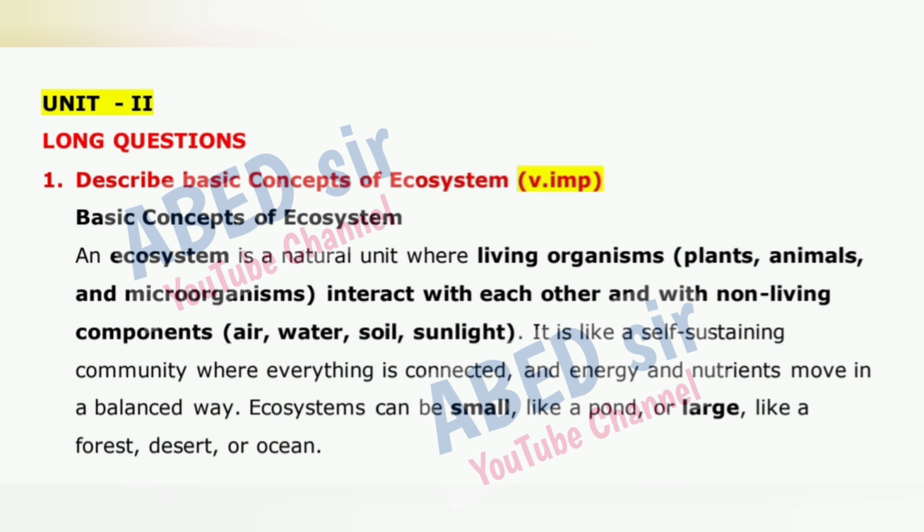Basic concepts of ecosystem. An ecosystem is a natural unit where living organisms, plants, animals, and microorganisms interact with each other and with non-living components, air, water, soil, sunlight. It is like a self-sustaining community where everything is connected and energy and nutrients move in a balanced way. Ecosystems can be small, like a pond, or large, like a forest, desert, or ocean.